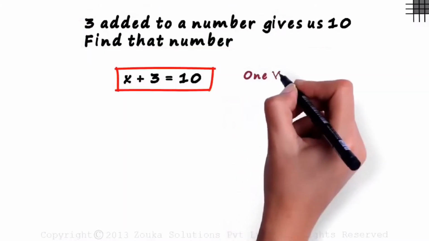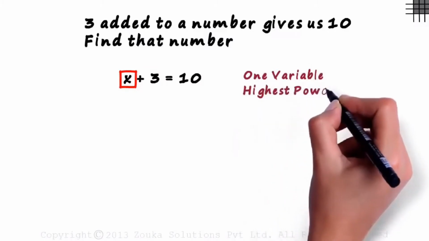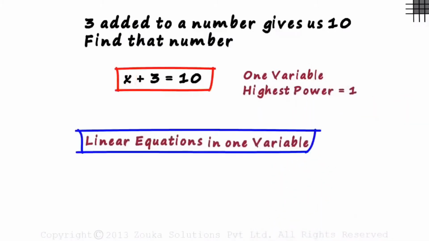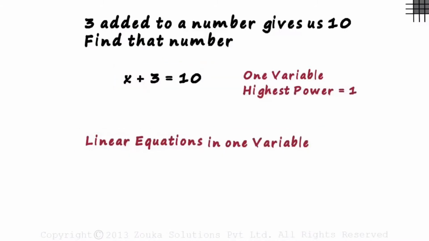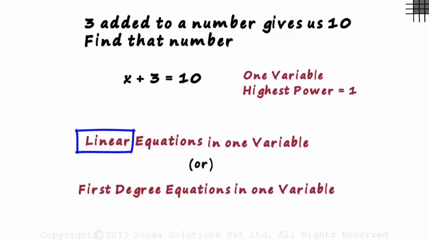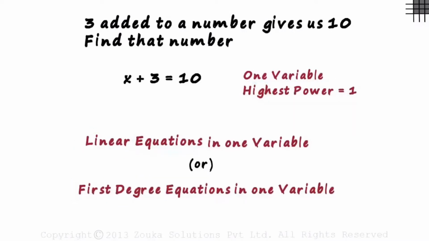This equation has just one variable, which is x, and it's an unknown, and the highest power of x is 1. These kinds of equations are called linear equations in one variable. They're also referred to as first-degree equations in one variable. They are called linear or first degree because the highest degree of the variable is 1. We will have a deeper understanding of why such equations are called linear in the coming videos.